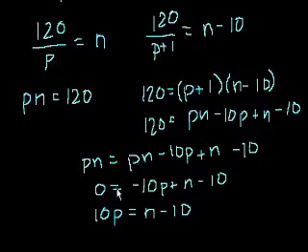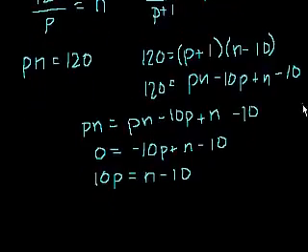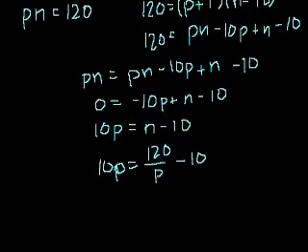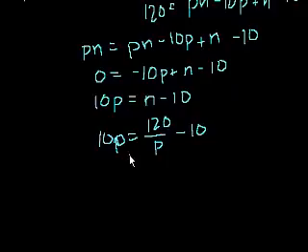Actually, I shouldn't have substituted like this. I'm doing it a little messily, but we can do another substitution: N is equal to 120 over P. So that should help us. 10P is equal to 120 over P minus 10. A lot of times you just have to go forth with the algebra and see what happens. Let's multiply both sides of the equation by P.